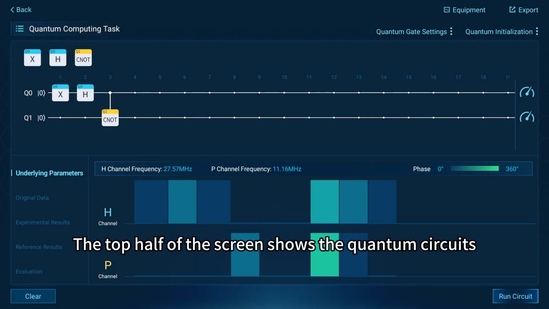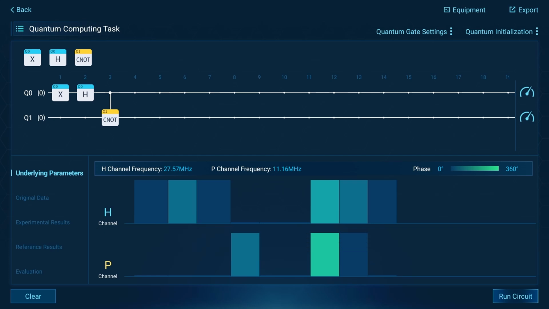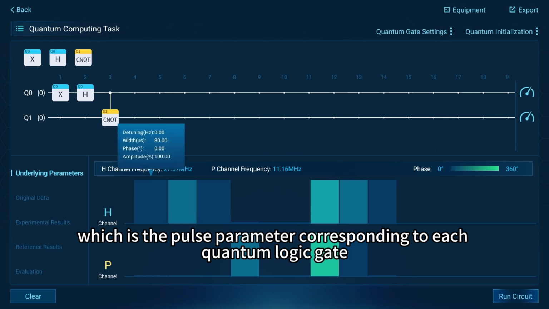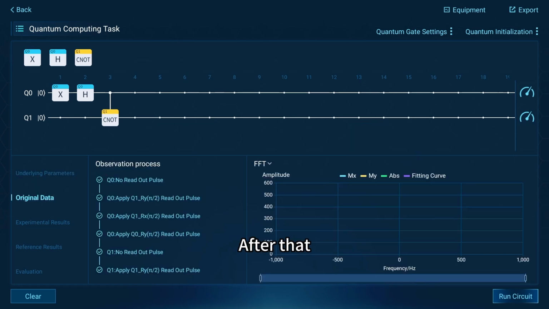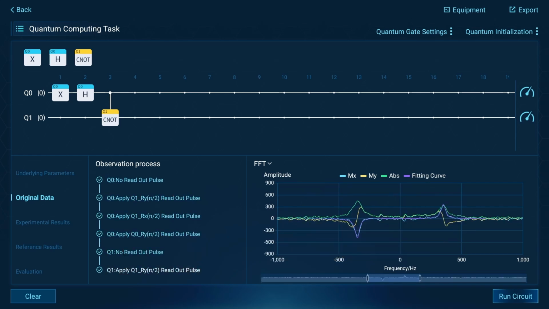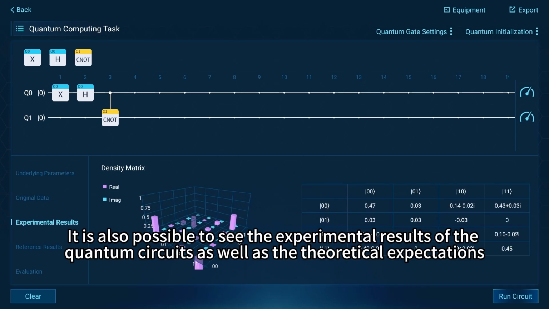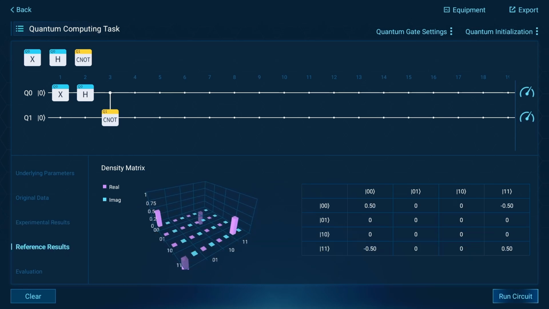The top half of the page shows the quantum circuits, while the bottom half shows the various parameters of that quantum computing task. First is its underlying parameter, which is the pulse parameter corresponding to each quantum logic gate. After that, we can also see the raw data corresponding to all the different readout operations of that task. It is also possible to see the experimental results of the quantum circuits as well as the theoretical expectations.